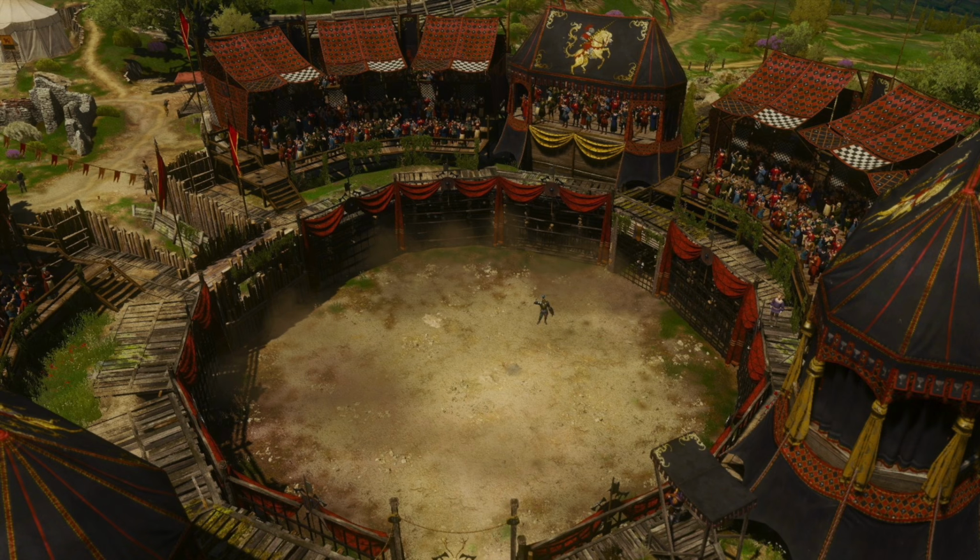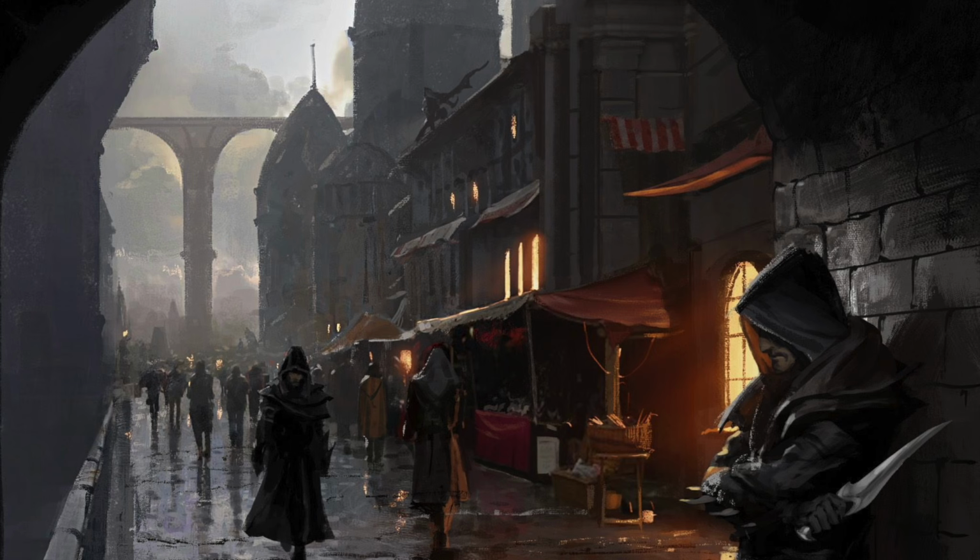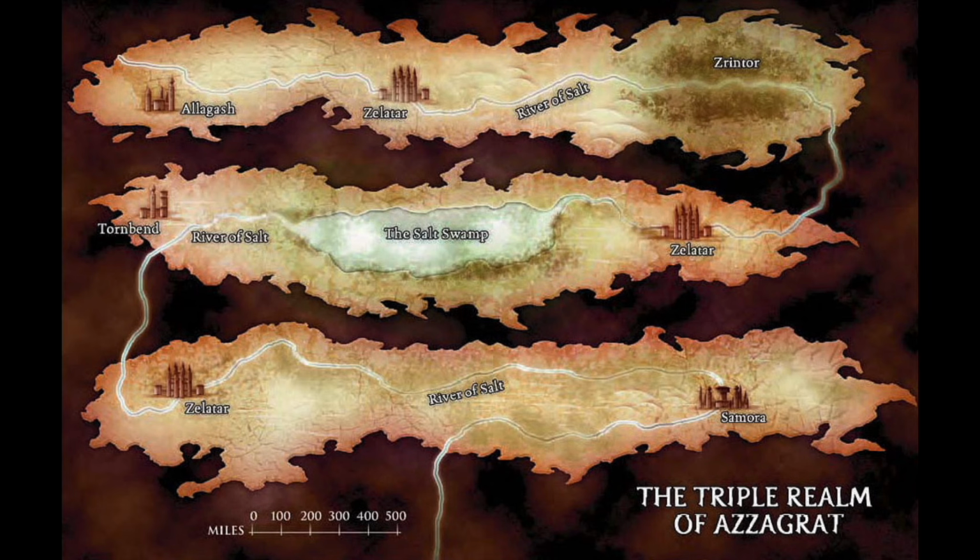A grass clearing outside Galengast's walls called the Hollowfield Grounds holds monthly tournaments where combatants compete in death matches in the hopes of becoming an instant celebrity within the city. Zelatar's third district is called Darkflame. It's the most remote of the three, and acts as a haven for those who don't want to be found. Other towns in Azzagrat include Samora, Allagash, and Tornbend.